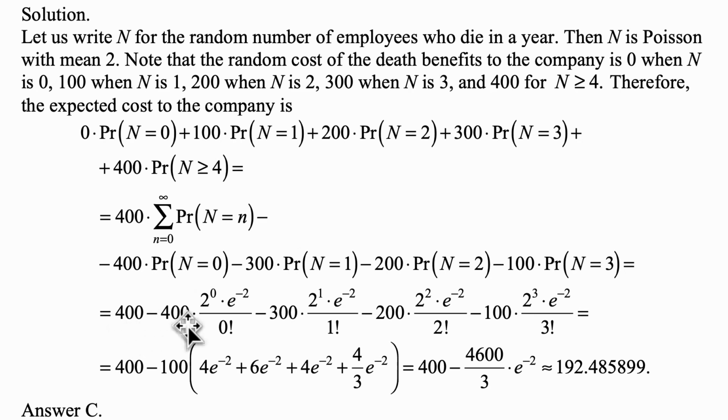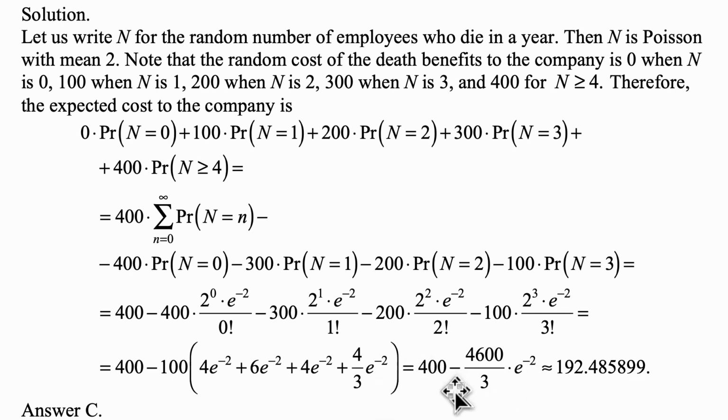So it's 400 minus 400 times 2 to the 0 times e to the minus 2 over 0 factorial, minus 300 times 2 to the first times e to the minus 2 over 1 factorial, minus 200 times 2 squared times e to the minus 2 over 2 factorial, minus 100 times 2 cubed times e to the minus 2 over 3 factorial. That's 400 minus 100 times all these terms, which is 4e to the minus 2 from the first term, 6e to the minus 2 from the second, 4e to the minus 2 from the third, and 4/3 times e to the minus 2 from the fourth.